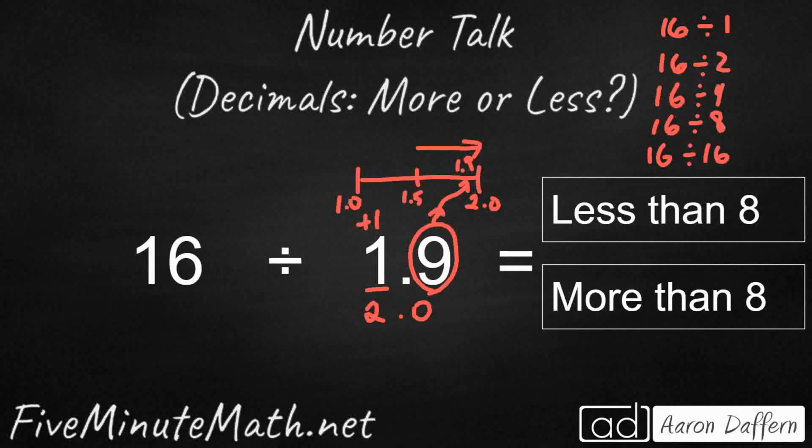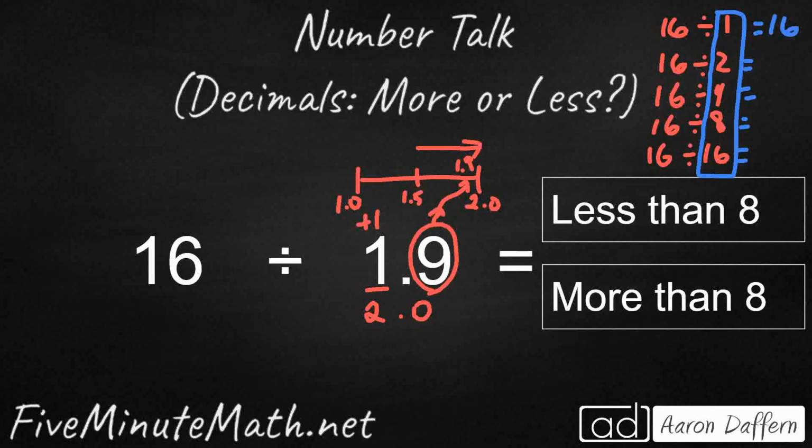All right, so what I want you to notice here is look at my divisors, and I'll outline them in blue. Those are the numbers you're dividing by. They're increasing from 1, 2, 4, 8, all the way up to 16. I want you to see what happens as your divisor gets bigger, how that changes the quotient. So 16 divided by 1, look at that quotient. That answer is 16. Wow, that's big.